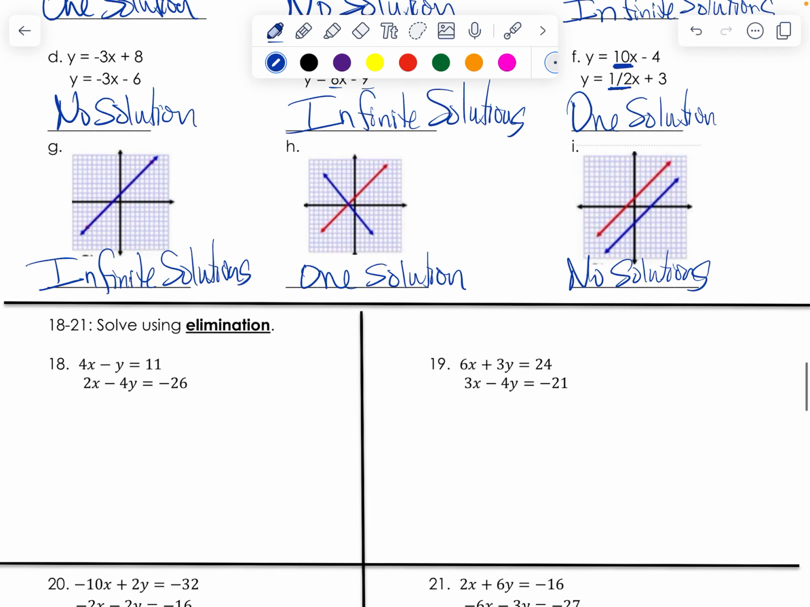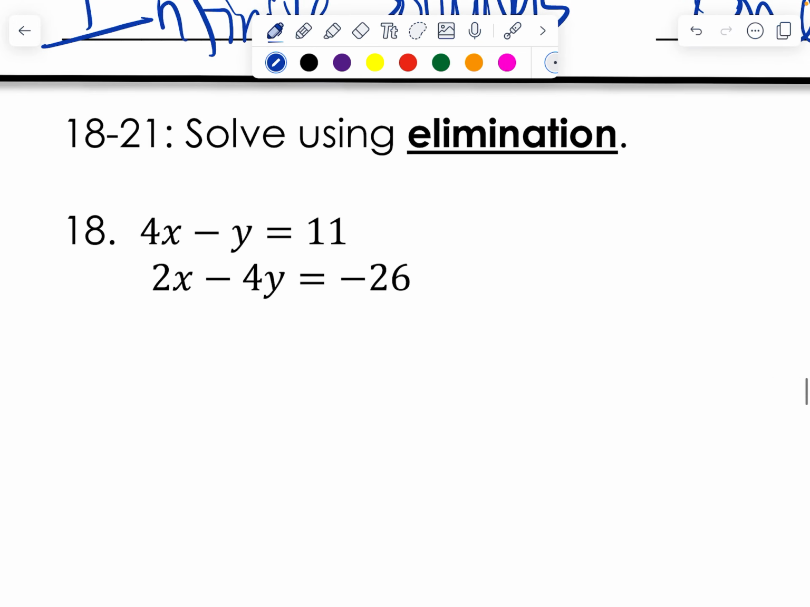Okay, this next one, elimination. Well, if I look at this, none of them have opposite coefficients, but this has a 1 in front. It has a -1. So I'm going to look at this. How can I get it to be the opposite of -4? The opposite of -4 is going to be +4. So I need to multiply this by -4. I would get -16x plus 4y equals -44.